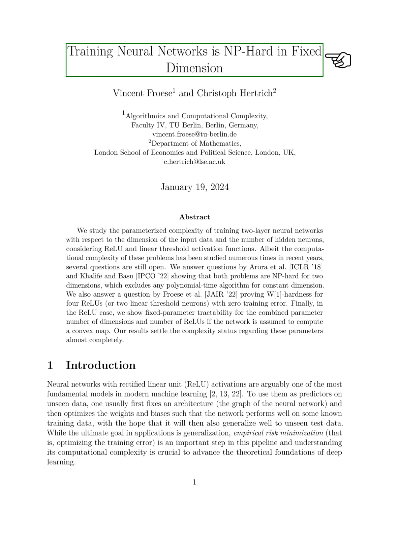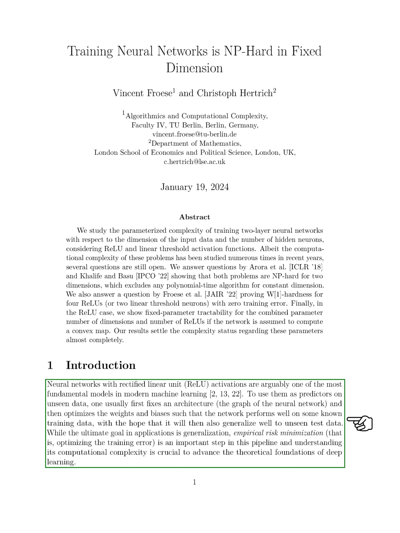Introduction. We're going to delve into the world of neural networks, specifically those that use rectified linear unit (ReLU) activations. These are a cornerstone of modern machine learning. To use these networks for predictions, we first set up an architecture, the layout of the network, then adjust the weights and biases to perform well on known data.